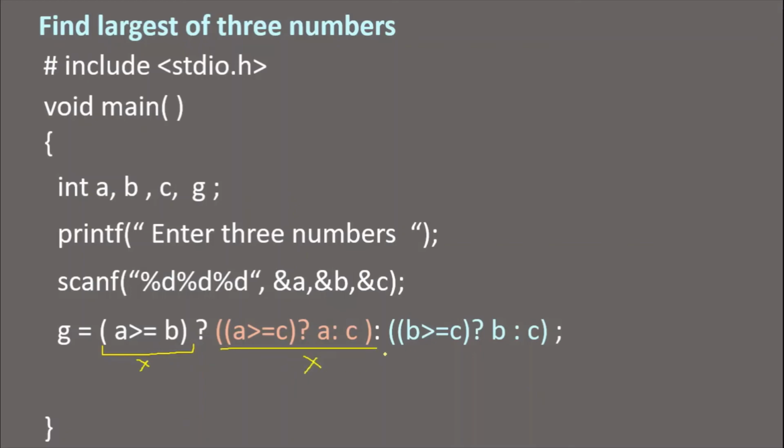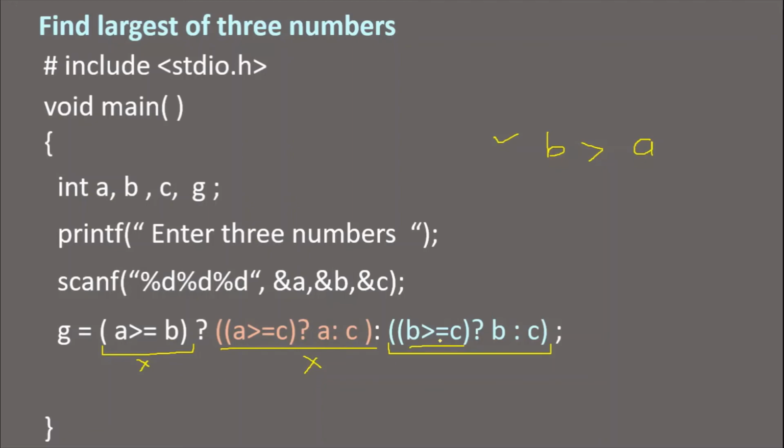So which part will be executed? The expression which is written after this colon will get executed. This condition is false means A greater than or equal to B is false. It definitely means that B is greater than A, isn't it? A is greater than or equal to B is false means A is not greater than or equal to B. It means that B is greater than A. So this part is false. We will check this condition now.